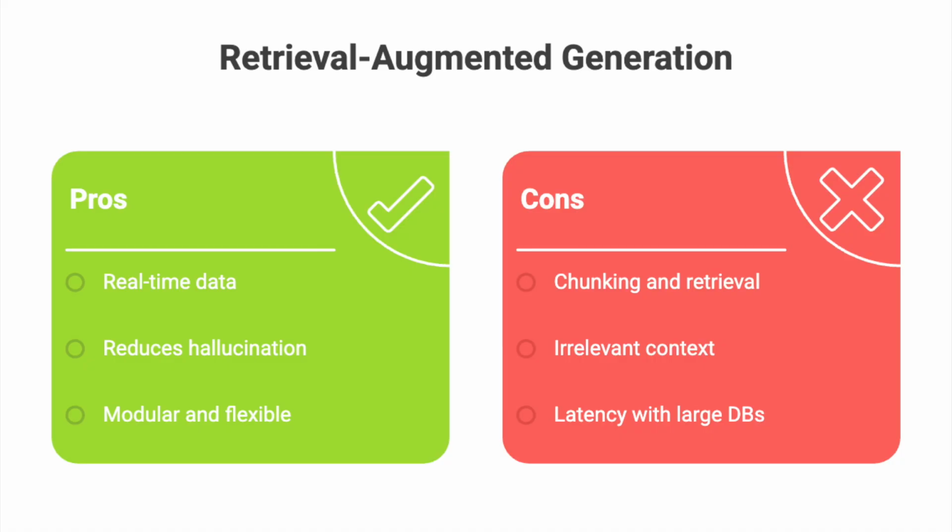There are some challenges which we face when we use a RAG system. The first is that a RAG system needs good chunking and retrieval logic. And the second is it can fetch irrelevant context if there is no context found. And the third is in some cases it might add latency with large vector databases.